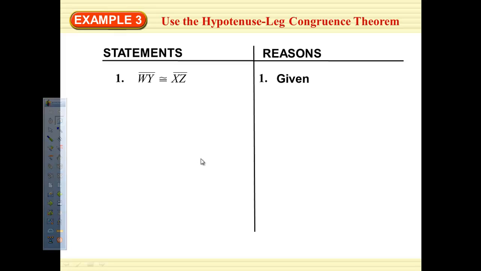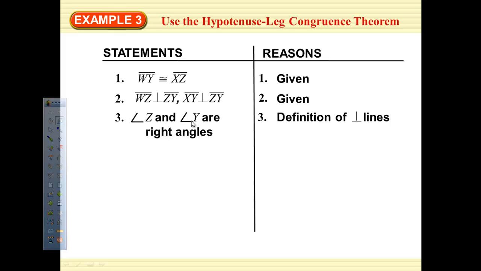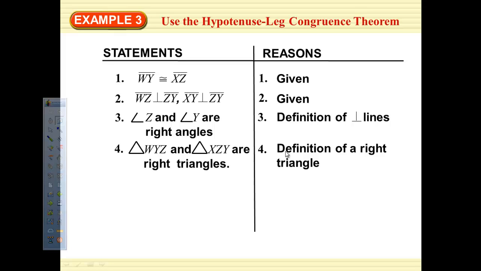And for our proof, it does take a little while to get through this one because first of all, we have to prove that the two triangles are right triangles. So we start off with what's given. That gives us our hypotenuse, and we have this given as well. And if these right angles are here, if the lines are perpendicular, then we know that right angles are formed. So Z and Y are right angles. You can say definition of perpendicular lines, or you can state perpendicular lines form right angles. Since these are right angles, we can state that the two triangles are right triangles, and that's the definition of a right triangle.